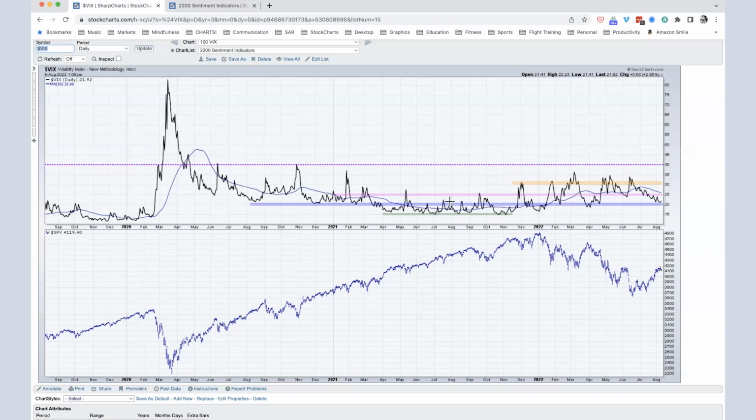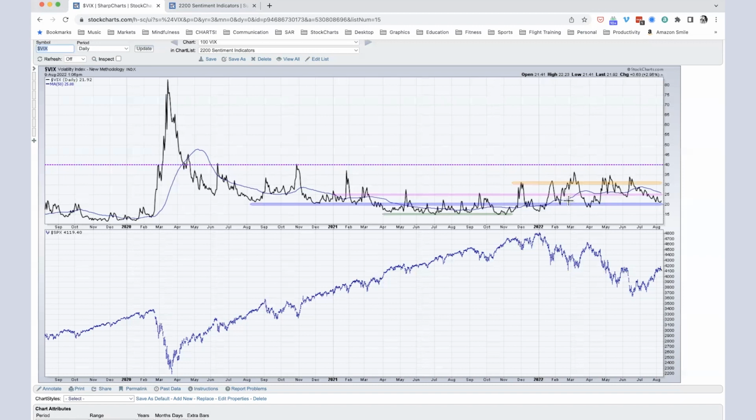Then in 2021, the entire range came down. We went between around 15 on the lower end, around 25 on the upper end. Then as we entered into 2022, really the fourth quarter of 2021, the VIX once again became elevated. We were at 20 on the lower end, 30 to 35 on the upper end.